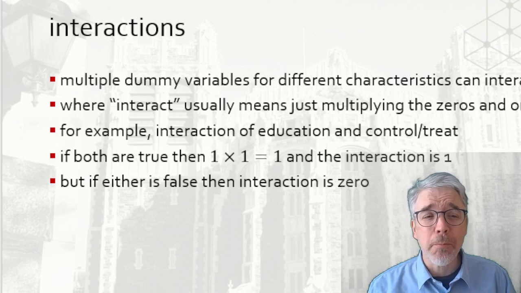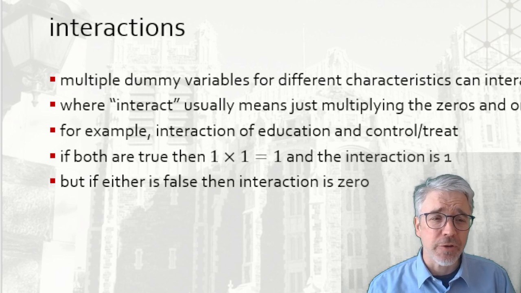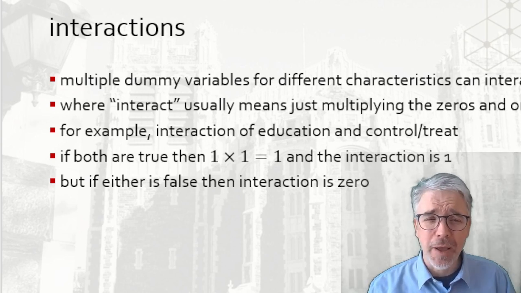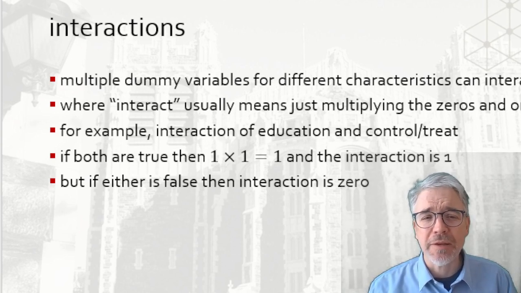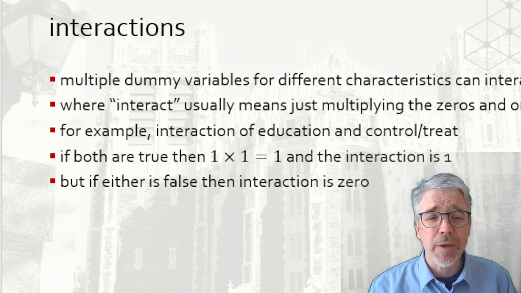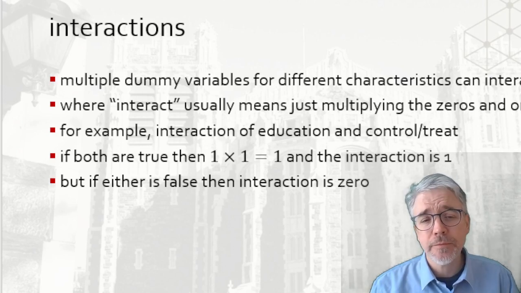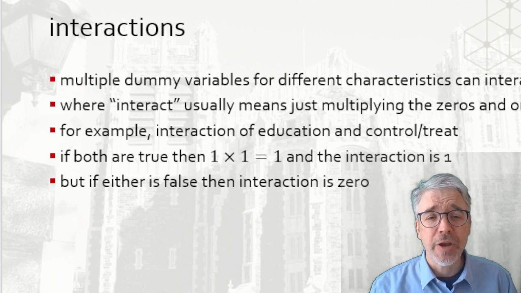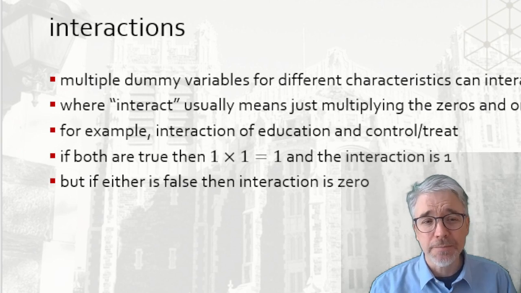Now, if we have multiple dummy variables for different characteristics, we can look at the interaction or intersectionality or the moderators. And for instance, we might have dummies for education and whether the person is in the control or treatment group. And we might wonder, okay, how much does education moderate the impact of that treatment? So just multiply the dummies together. The dummies take the value either 0 or 1. 0 times anything else is 0. We only get a 1 where both dummies are true. 1 times 1 equals 1. 0 times anything else is 0.